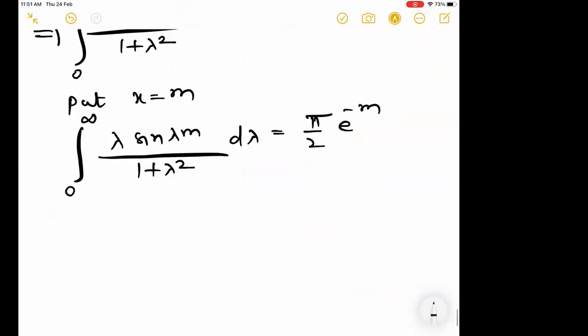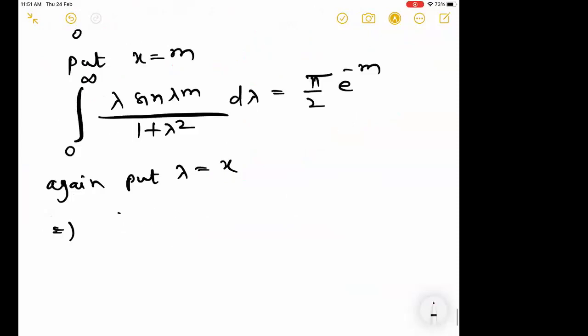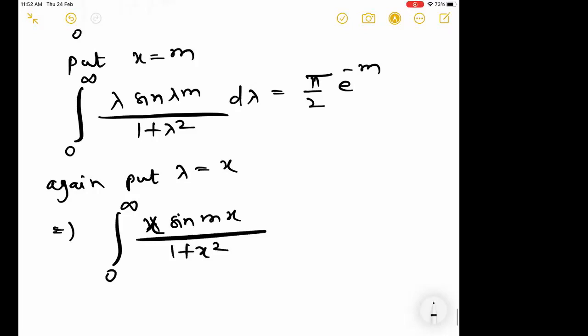And again put lambda is equal to x. So that we'll be getting x sin mx upon 1 plus x square dx is equal to pi by 2 into e raised to minus m. That is remaining as it is, pi by 2 into e raised to minus m.